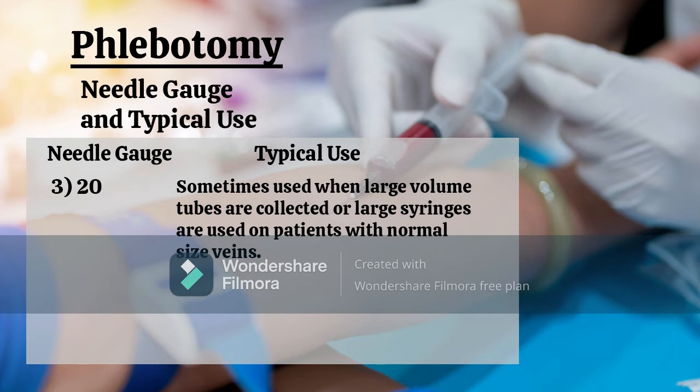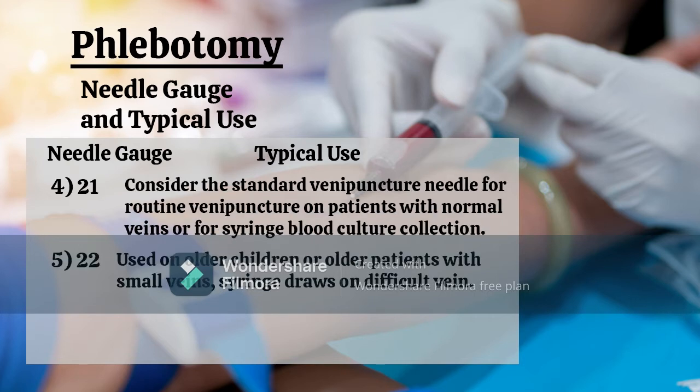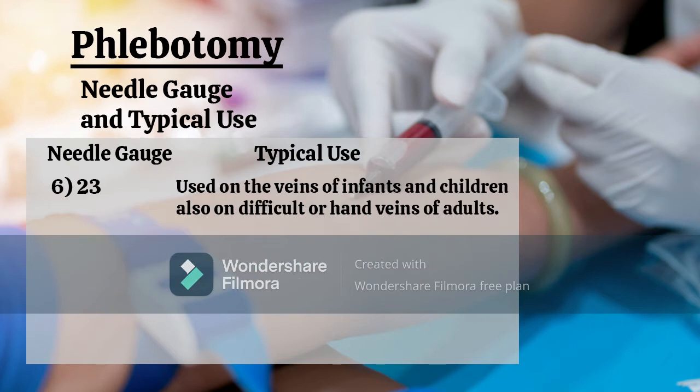normal size veins. Typical use. 4. Consider the standard venipuncture needle for routine venipuncture on patients with normal veins or for syringe blood culture collection. 5. Used on older children or older patients with small veins. Syringe draws on difficult vein. Typical use. 6. Used on the veins of infants and children, also on difficult or hand veins of adults.